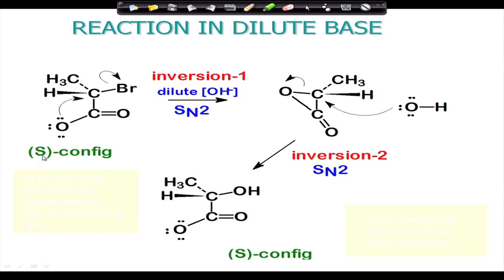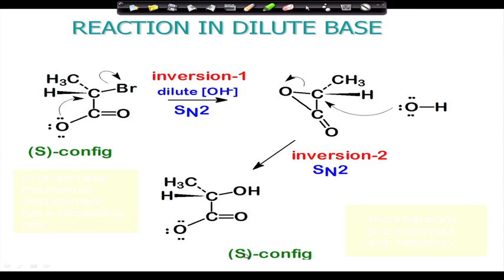However, as I said, inversion of configuration does not mean R goes to S or S goes to R. That depends on whether S will remain as S, which depends on the priority of the departing group and the priority of the incoming group, whether they are the same or not in the final product. So here bromine is number 1, which is attached to this carbon, which is also number 1. So that is why this is S and that still remains S.